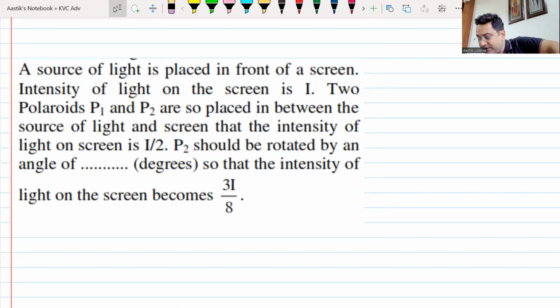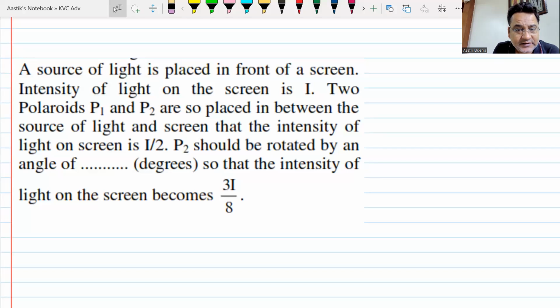Two polarizers P1 and P2 are so placed in between the source of light and the screen that the intensity on the screen is I by 2. In the first case, it is I by 2. Polarizer P2 should be rotated by how many degrees so that the intensity becomes 3I by 8? And yes, my dear friends, the answer is definitely 30 degrees.